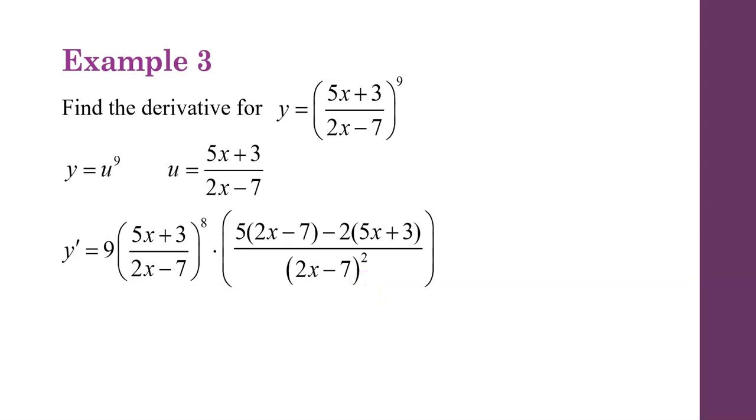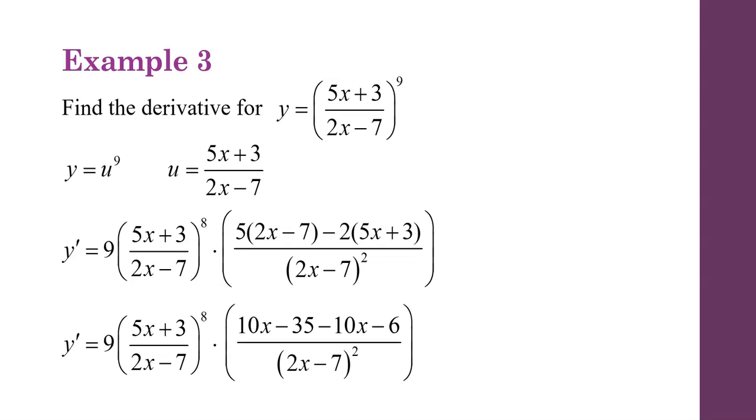We just need to algebraically simplify this a little bit. We'll start with distributing what's on the top. So I have 10x minus 35 minus 10x minus 6. That's distributing the 5 and a negative 2 into the parentheses. Here I can combine the 10x and a negative 10x. They cancel. Negative 35 and negative 6 give me negative 41.